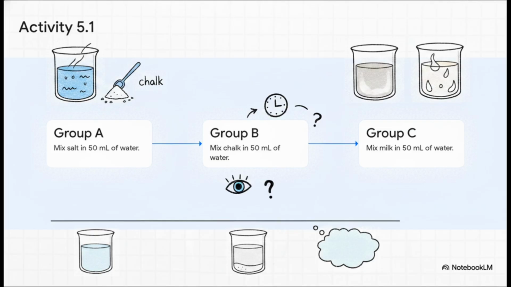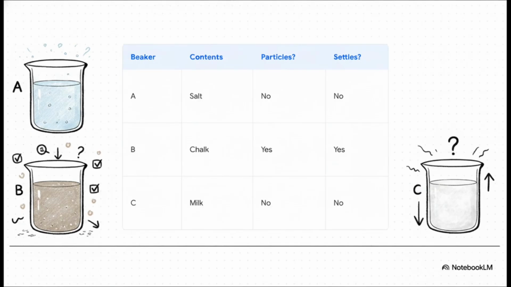Now, I want you to mentally predict what happens when we stir these specific ingredients. What's it going to look like immediately, and what happens if we just leave them completely undisturbed for a few minutes? Let's check our lab notebook and see what our visual observations tell us. For beaker A, the salt and water, if we ask are particles visible, the answer is a hard no. It's perfectly uniform. That salt has completely dissolved, creating a homogeneous mixture, which we call a true solution.